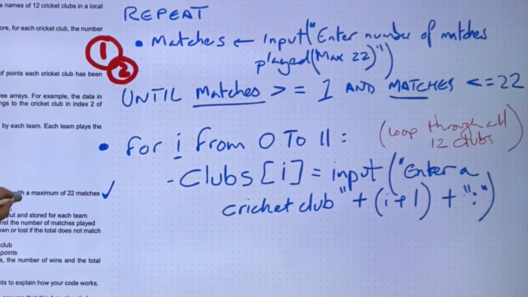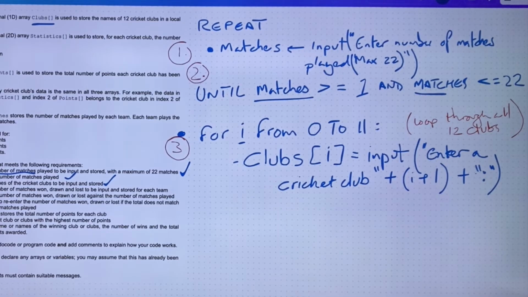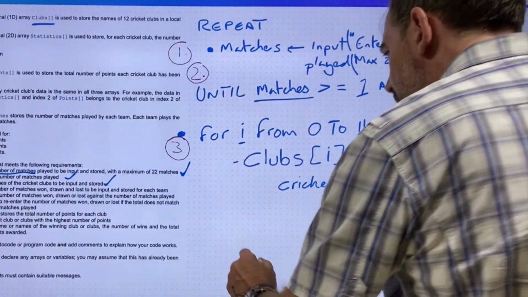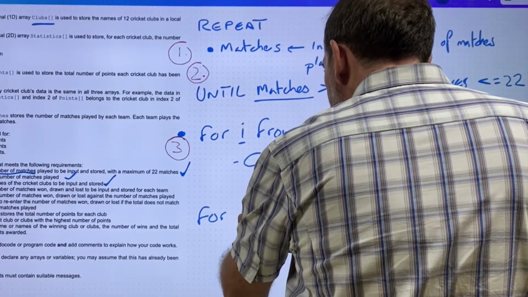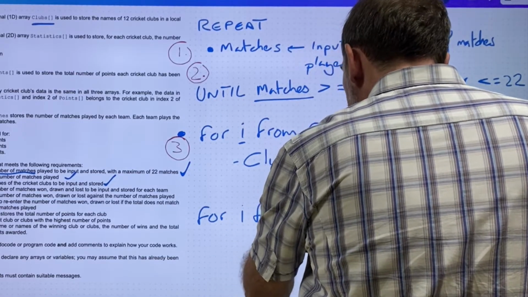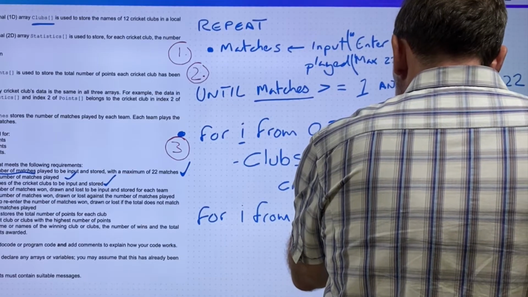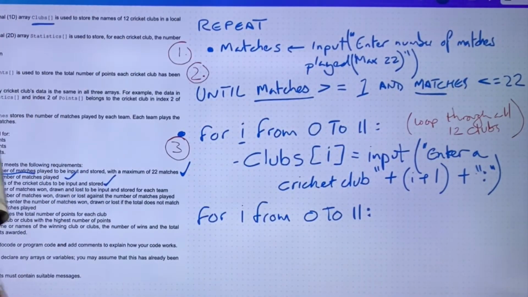So that one's done. Allow the number of matches won, drawn, and lost to be inputted and stored. Now, this is a big one, isn't it? Okay, this is a big one. Where am I up to? Allow the number of matches. So again, we're going to do exactly the same. I'm going to use for I from 0 to 11. Yeah, we'll do it this way. We're going to input and validate the matches.